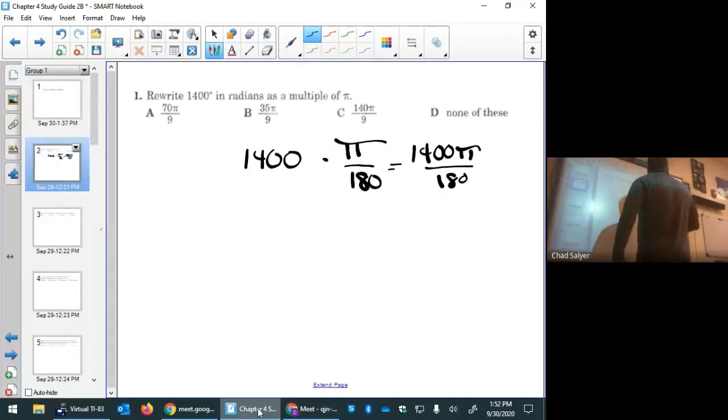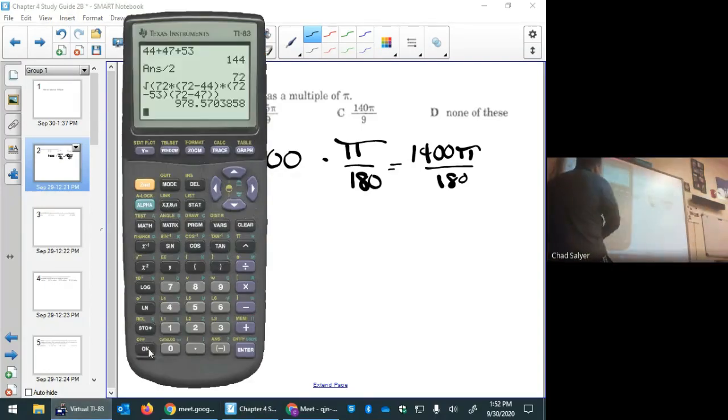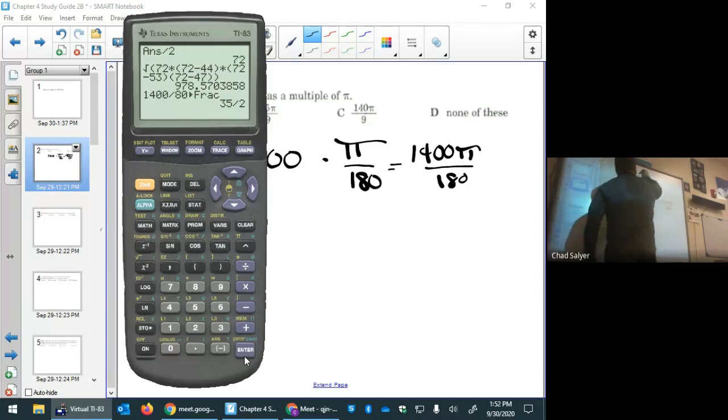So 1400 pi over 180. There's a quick way to reduce fractions. Just put the fraction part into your calculator and hit math, enter, enter. It's 35 pi over 2.